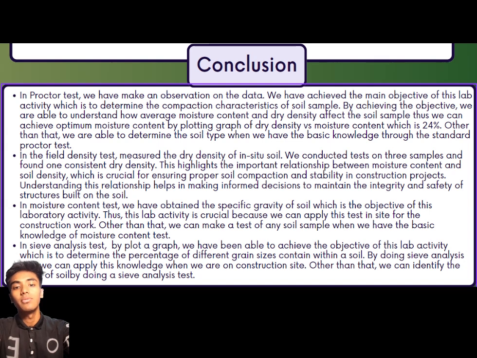Next, let's move on to the conclusion. We have achieved our target objectives for this experiment, which are: in the proctor test, we have successfully determined the compaction characteristics of the soil sample, providing valuable insight into how average moisture content and dry density affect the soil. These tests also help us identify the soil type using basic principles of the standard proctor test, which is crucial for understanding soil behavior in various engineering applications.